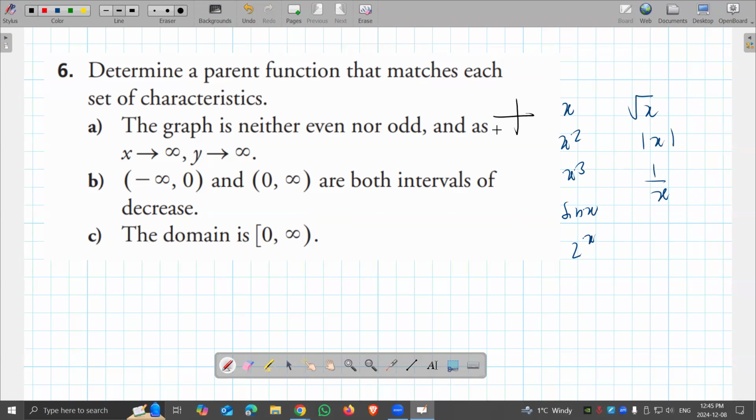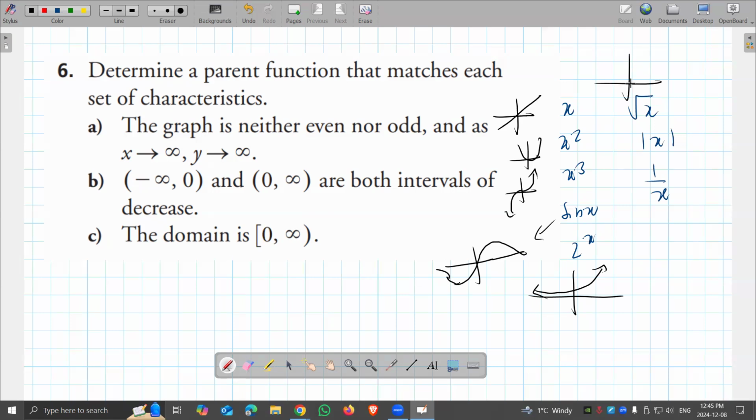You don't need it for most of them. You know what x looks like, you know what x squared looks like, you know what cubic looks like. Sine x looks like this. Cosine x is an even function. 2 to the power of x looks like this. Root x looks like this. Absolute value looks like a v. 1 over x looks like this. So which one of these functions is neither odd nor even? There's only two.